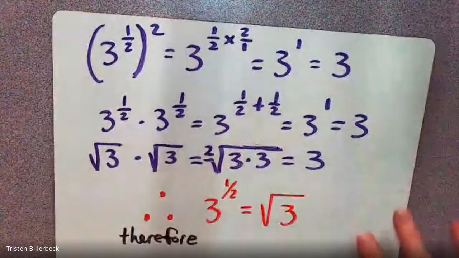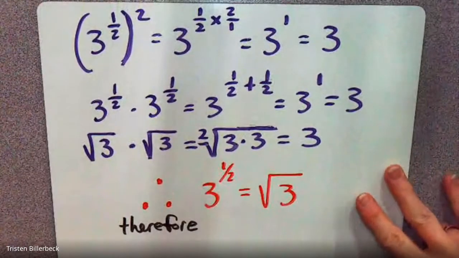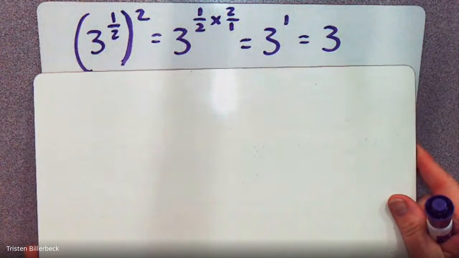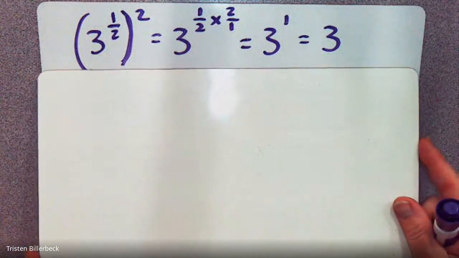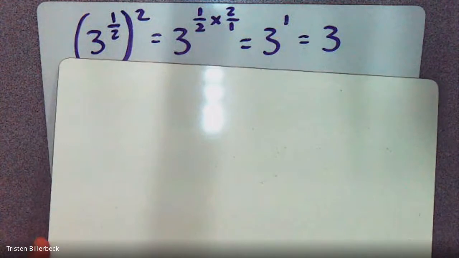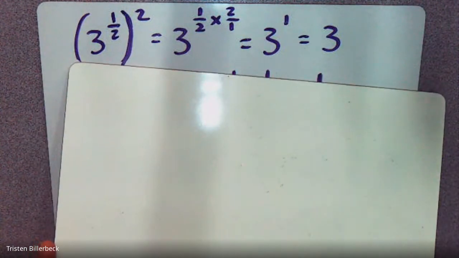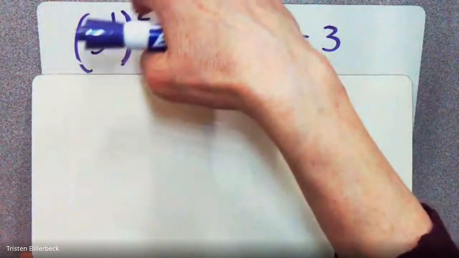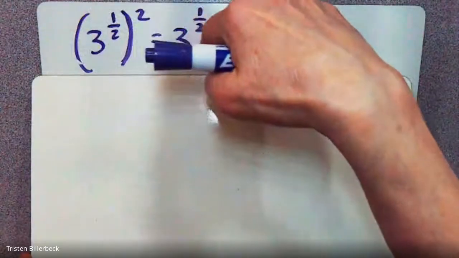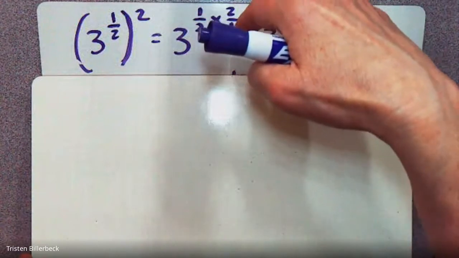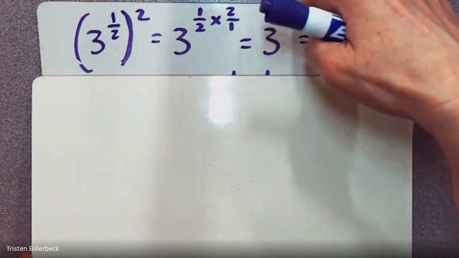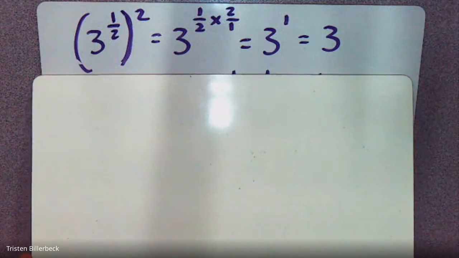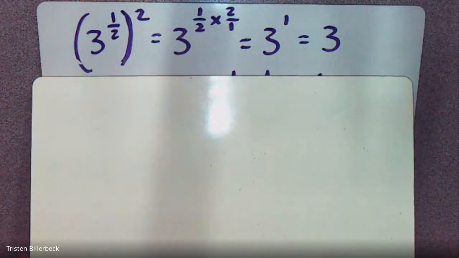So let's get back to the question, what is 3 to the 1/2? So if we look at this, we have 3 to the 1/2. If we square that, we can use the power of a power, and we can square that. So then 1/2 times 2 over 1 is just 1. So 3 to the 1 is just 3. We can also do that using the product of powers.